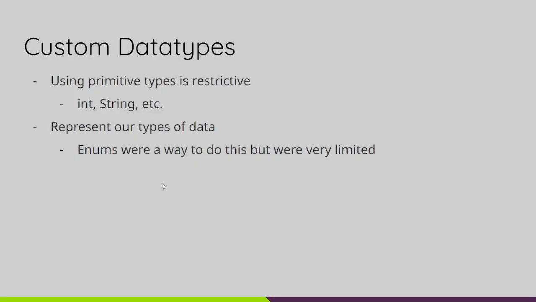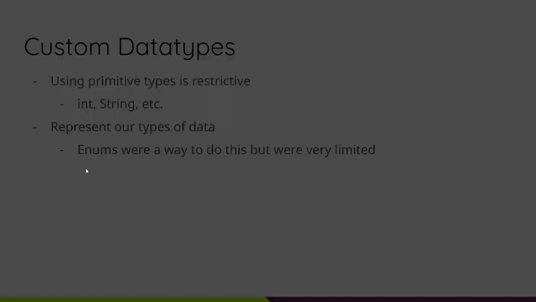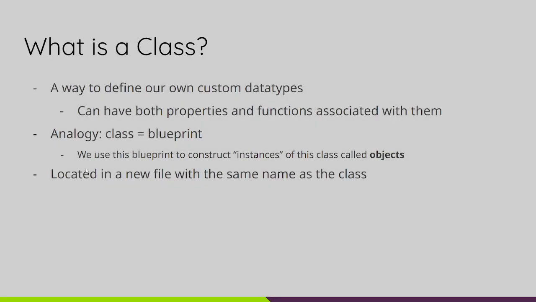So in Java, we have primitive data types like ints. Well, strings aren't primitive, but they're also an object. Ints, booleans, characters, all the like, but we want to sometimes be able to represent our own types of data. Enums, for example, are a way to do this, but we're still very limited with the way we use enums. So to fix this, we can create classes.